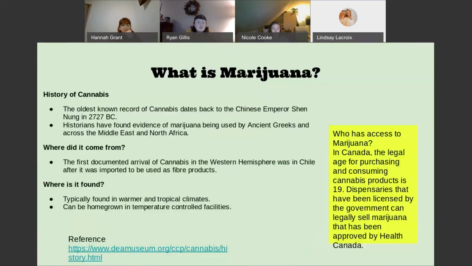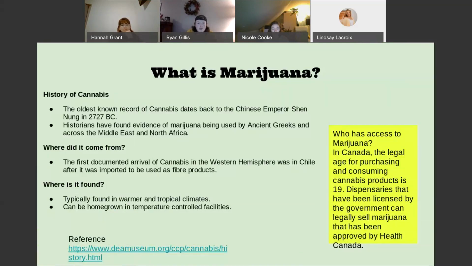So, what is marijuana? Well, the history of cannabis dates back to the oldest known record of cannabis, the Chinese Emperor Shen Nung in 2727 BC. Historians have found evidence of marijuana being used by the ancient Greeks and also across the Middle East and North Africa. Where did it come from, though?